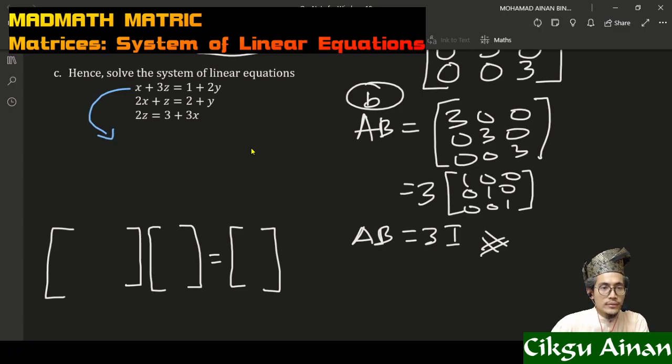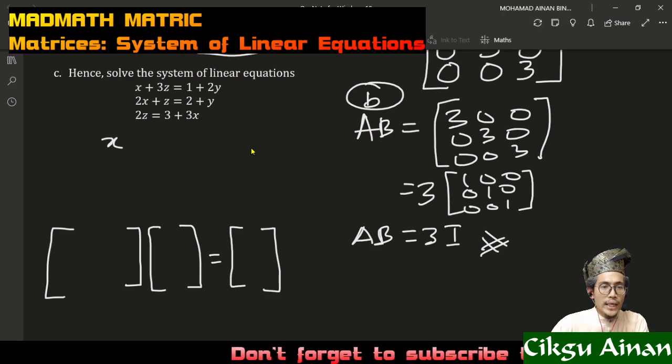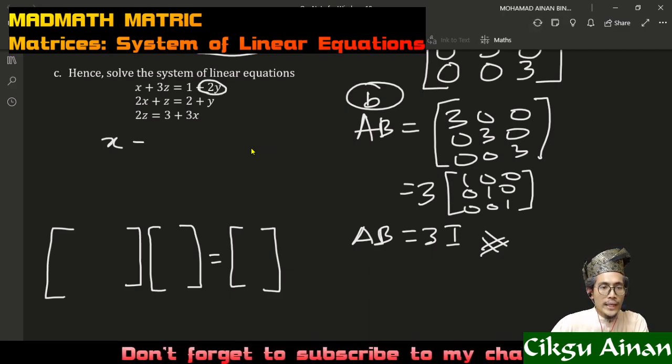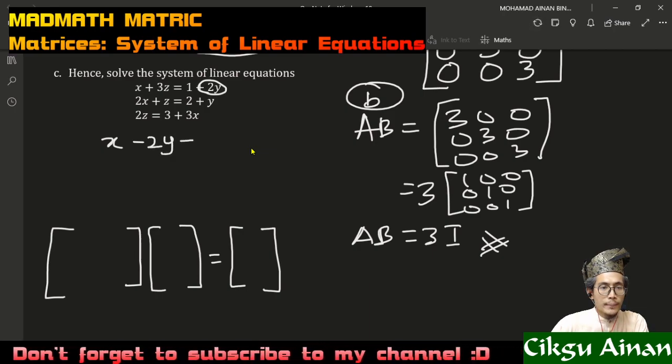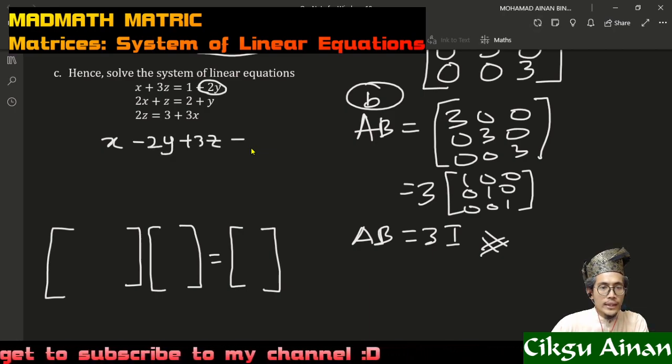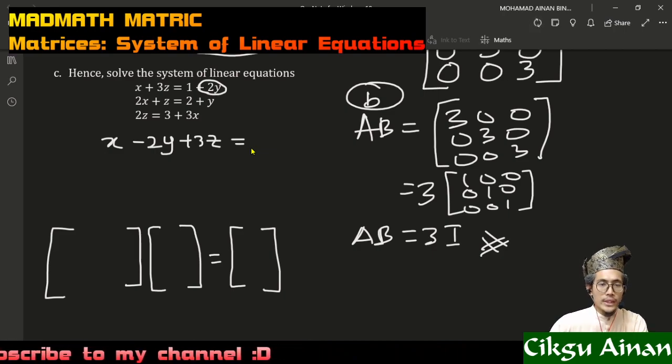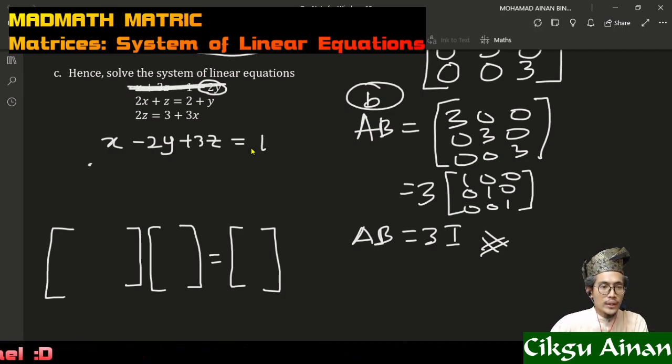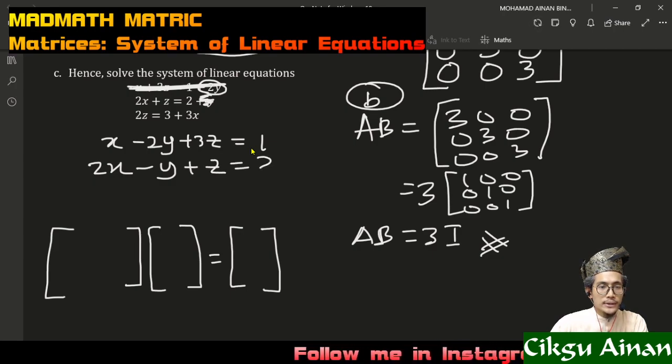So this one, how to write it nicely? X, and then is there any Y? There is, so minus 2y and then plus 3z equals 1. Okay, done with the first one. Now, second one, 2x plus minus y. Where is the minus y? Over here. And then plus z equals 2. Okay, done already with the second one.